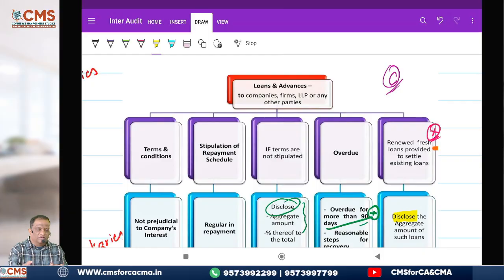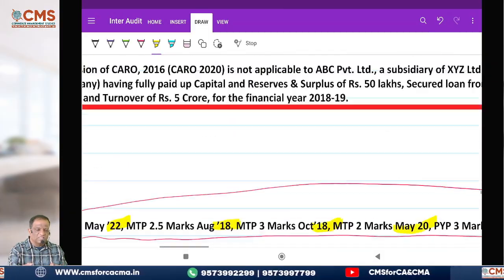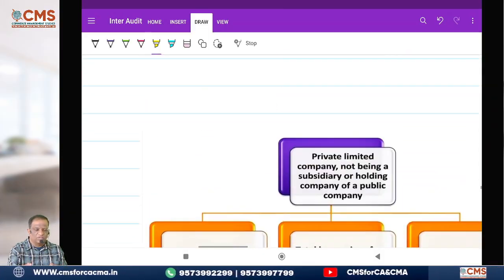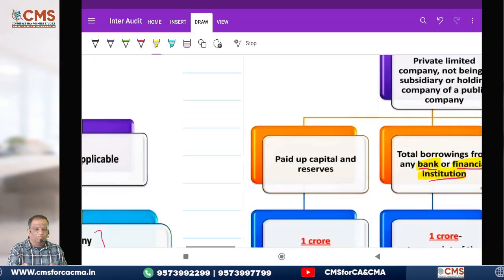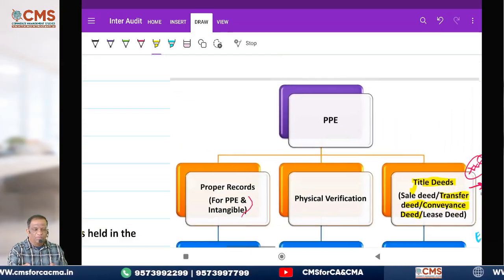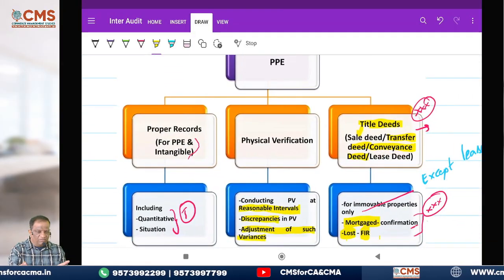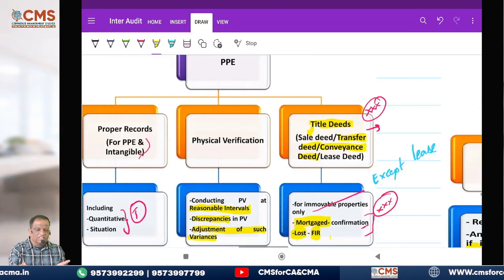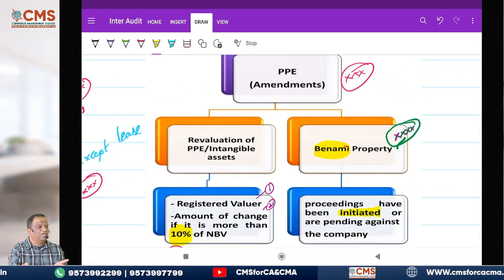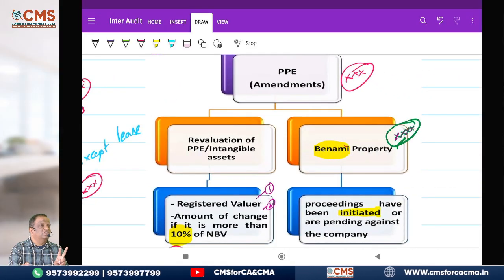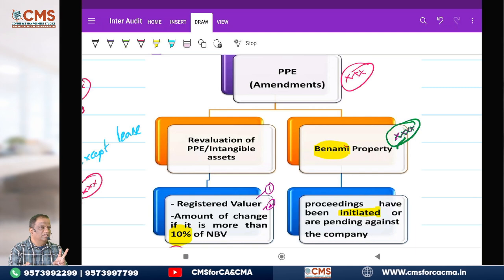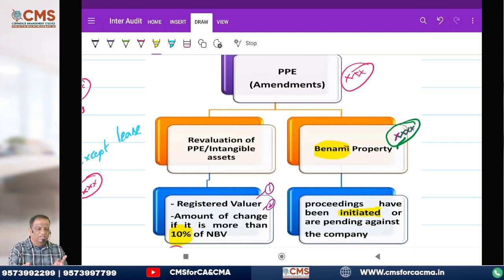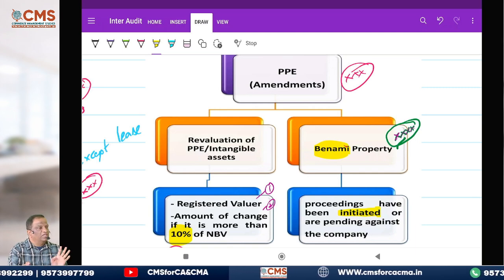Now, revise about PPE, since that is important for you and you must have good control on it. Now, tell me about PPE. Proper records, physical verification, title deeds, revaluation, and Benami property. Now, 2 points under revaluation. Registered value and amount of change if it is more than 10%.